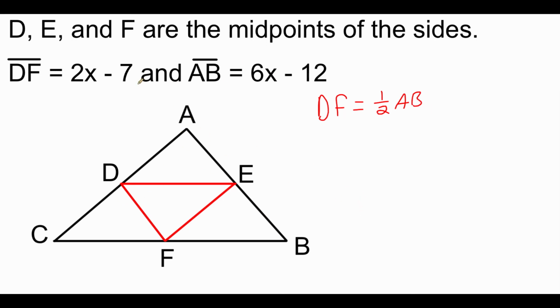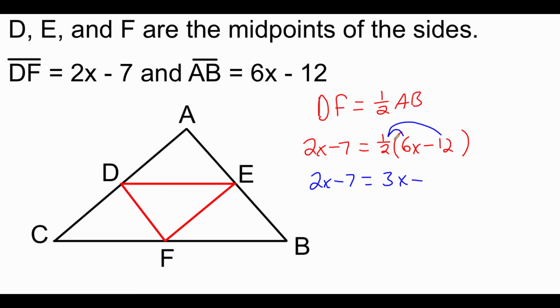So I can take what I know about each one of these segments and plug it in. I know that DF is 2x minus 7, and we've got 1/2 times, I know that AB is 6x minus 12. Now what I can do in here is with this 1/2 out in front of my parentheses, I can distribute that in. So I haven't changed the left-hand side. That's still 2x minus 7. But on the right-hand side, half of 6 is 3x minus half of 12 is 6.